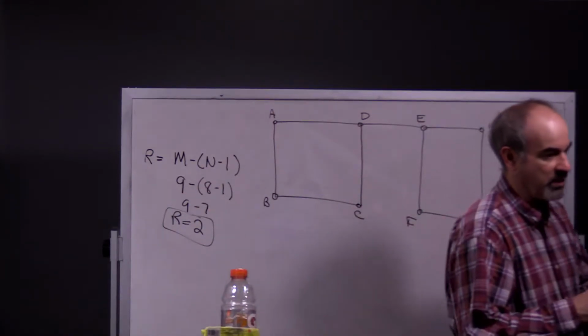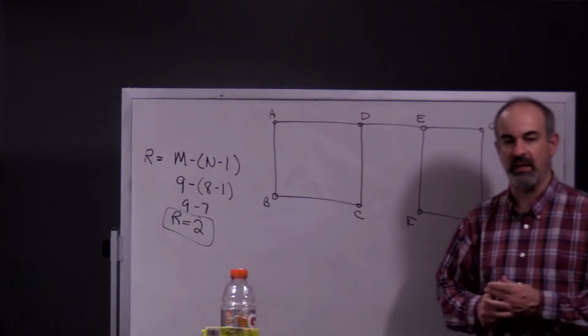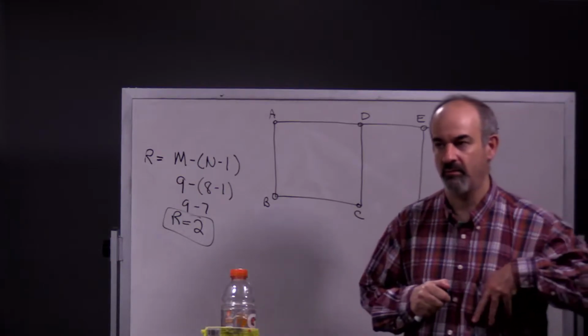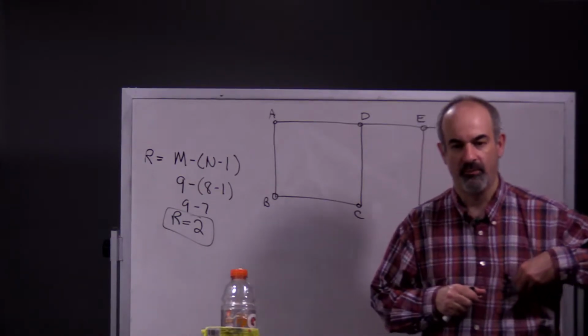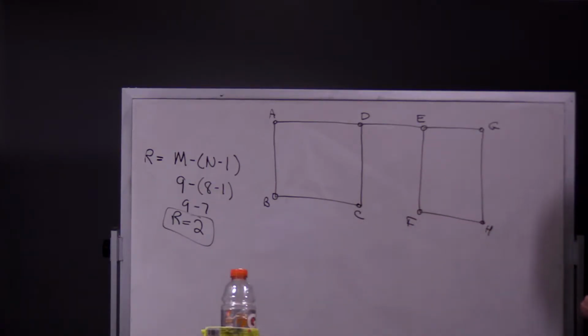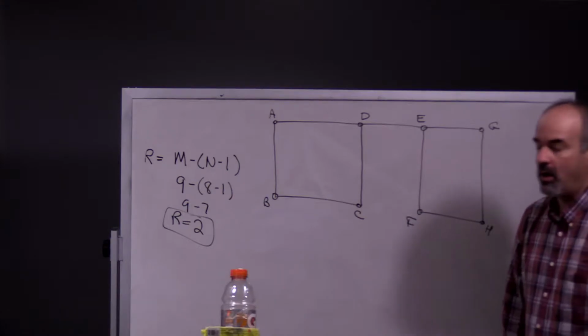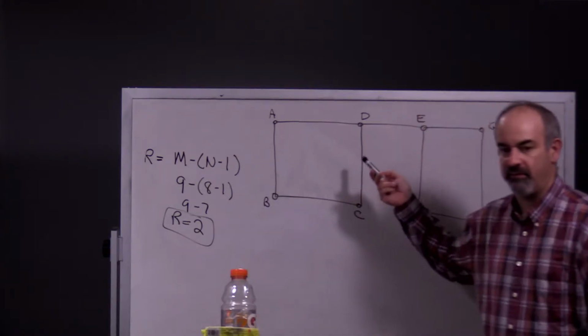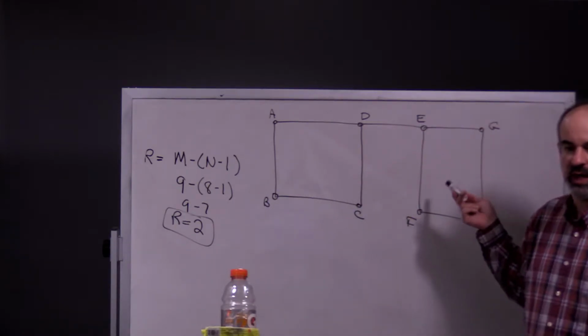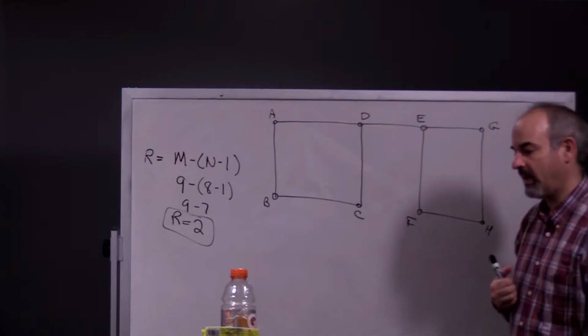Now, if there's a formula for figuring out how many different spanning trees are in a certain network, part of the formula would probably involve the redundancy. So that's why I figured that out. We know in this graph there are 2 edges that we don't need. Okay.